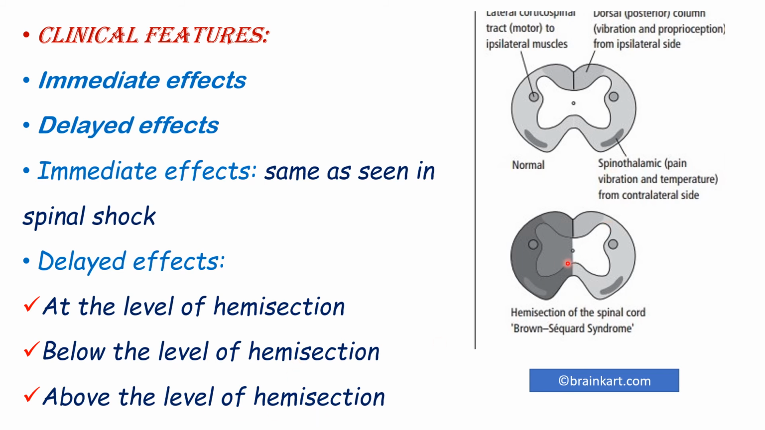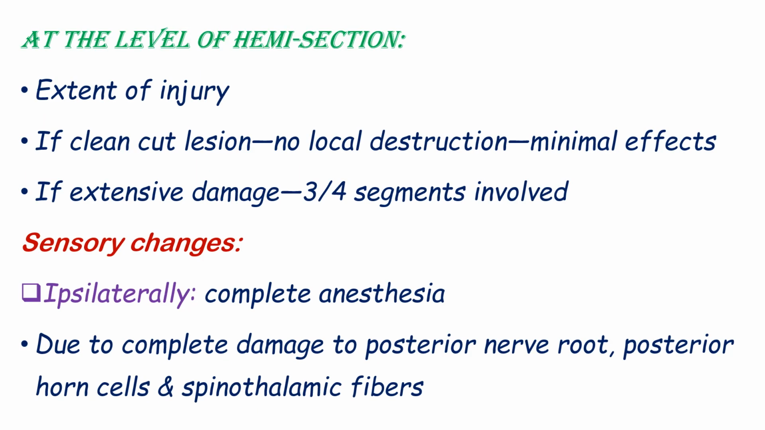Half of the spinal cord is cut, and this is Brown-Sequard. So let us talk first about the level of hemisection. What happens depends upon the extent of injury. If the cut is clean, with no local destruction, we will see minimal effects in the patient. But if there is extensive damage, with 3 or 4 segments involved, then we can see different changes. Let's first talk of sensory changes.